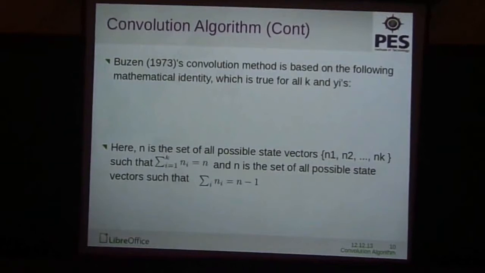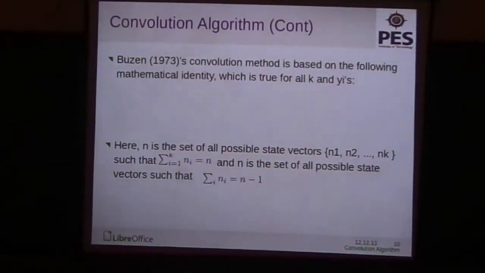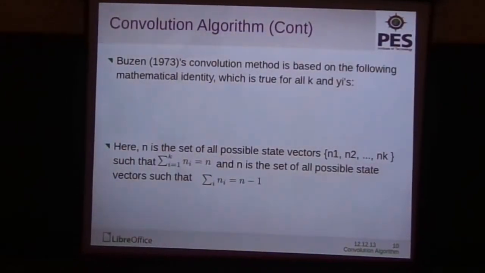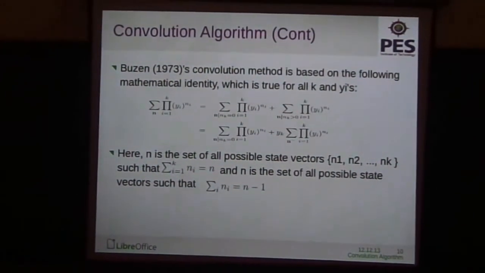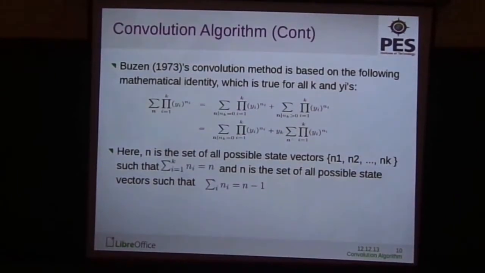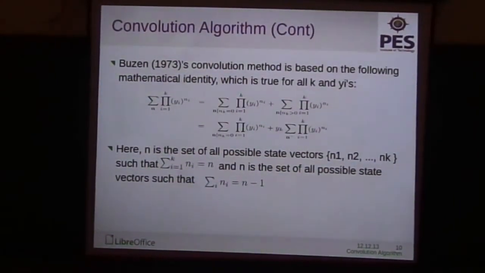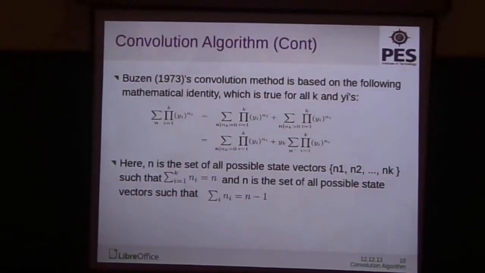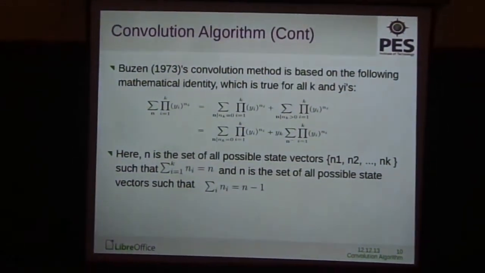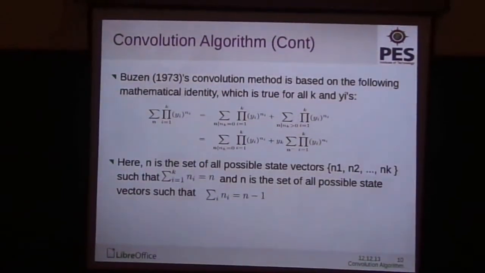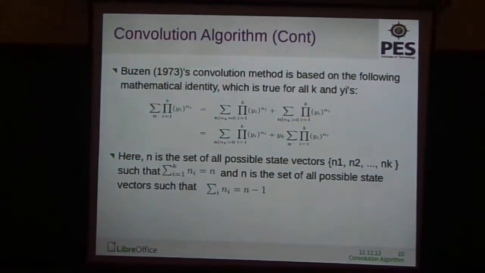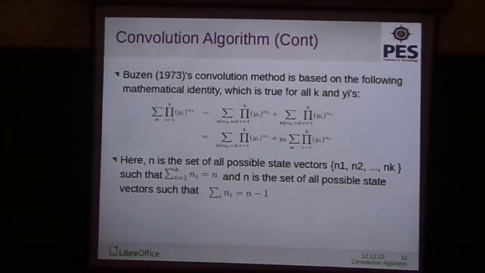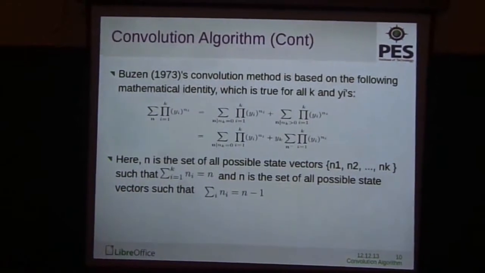This method is called convolution and is based on the following mathematical identity, which is true for all k and yi. The equation will be like this. Here, the first set is the set of all possible state vectors n1, n2, up to nk such that the summation of ni, i equals 1 to k, equals n. And the second set is the set of all possible state vectors such that the summation of ni equals n minus 1.